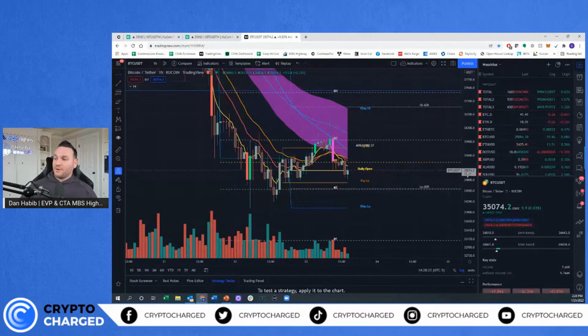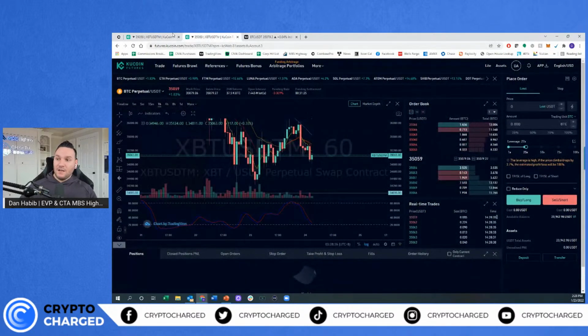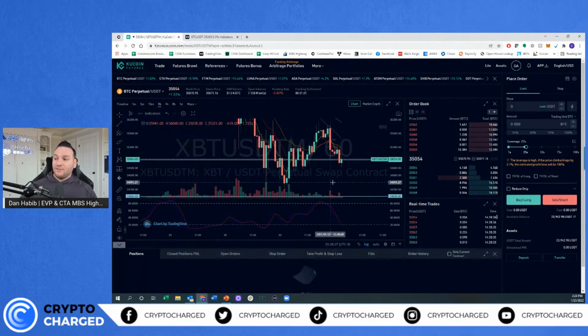So take a look. The price of this is 35,074. If we go back here, the price of this is 35,063. So as you see, the price of this is actually lower than the spot price of Bitcoin in USDT terms. So that's why the funding rate is negative. And they're trying to entice people to go long, to bring more demand for people going long, to bring this closer to parity with the actual price of Bitcoin in the spot markets.